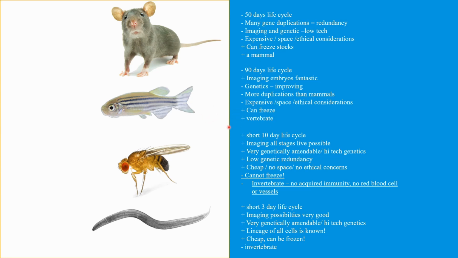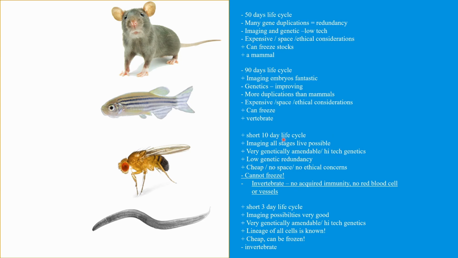So they're not a mammal, but they're a vertebrate, and they're therefore more closely related to humans and would perhaps be considered more relevant for studies on human diseases. Now, if we come to Drosophila melanogaster, which I work with, it has a very short life cycle, 10 days turnaround time from the egg being laid to having a fertile adult. Imaging is possible at all stages, and live imaging is possible at the majority of stages.